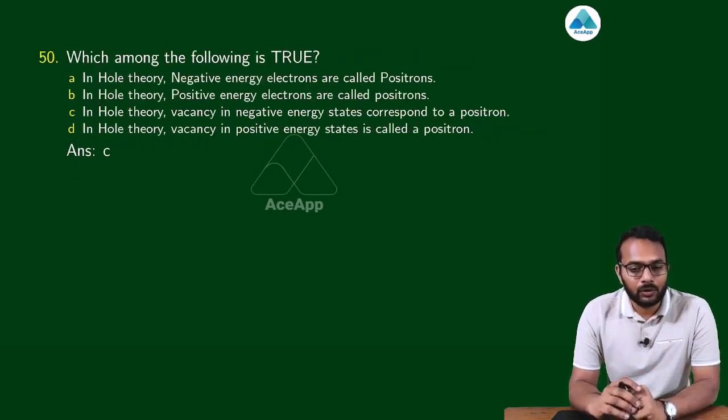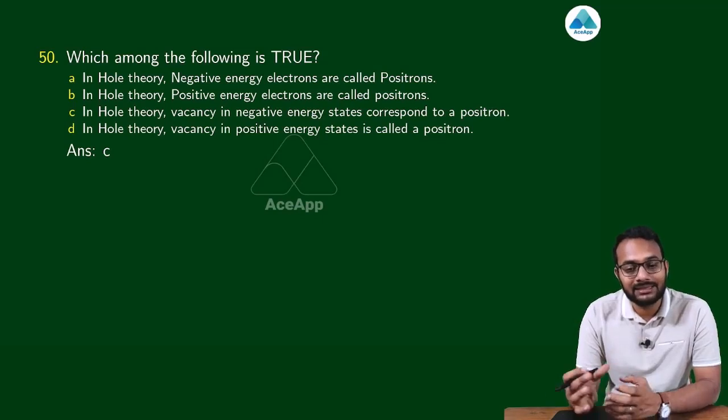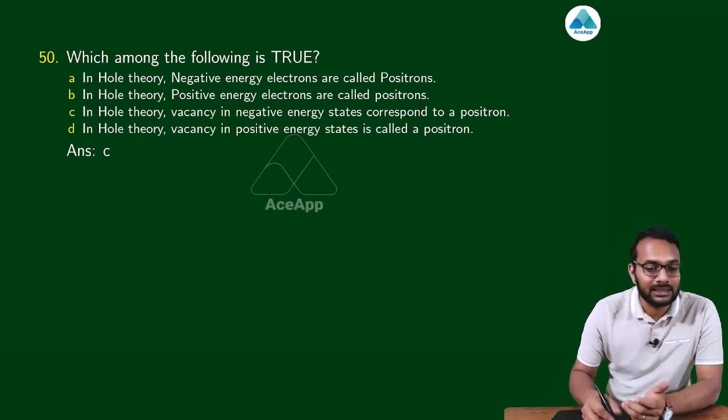Which among the following is true? In hole theory, negative energy electrons are called positrons. Is that true? You may be tempted to write this answer, but that's not true. Negative energy electrons are not called positrons. In hole theory, positive energy electrons are called positrons? No, positive energy electrons are called electrons, right? In hole theory, a vacancy in negative energy states corresponds to a positron. This indeed is correct, okay?